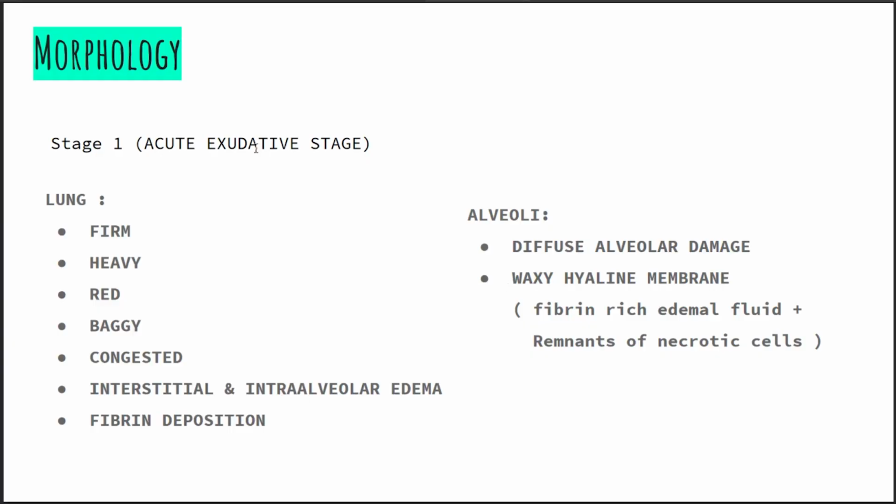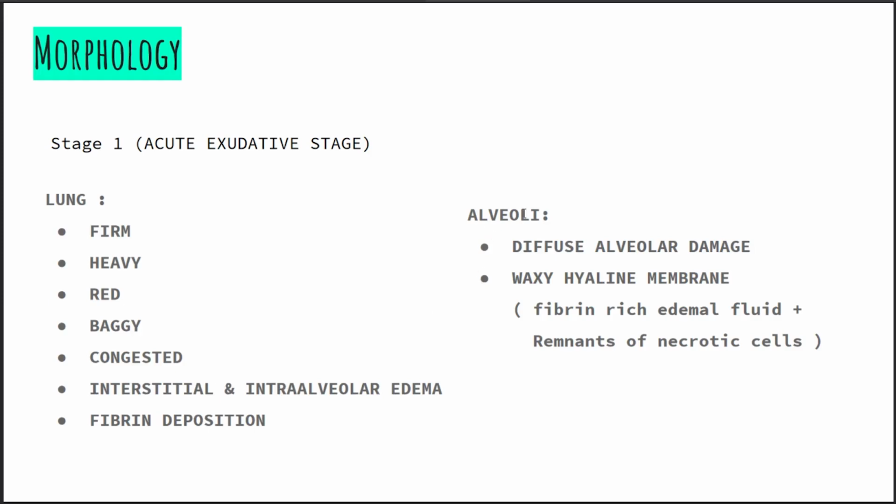So the morphology. First stage is the acute exudative stage, in which the exudates and interstitial edema are formed. So we can divide that into lungs and the alveoli. The lungs will be firm, heavy, red, baggy, congested, and interstitial and intraalveolar edema will be found. Then there will be fibrin deposits.